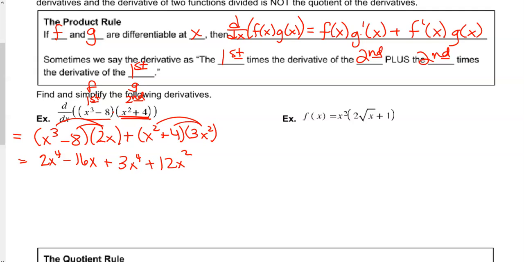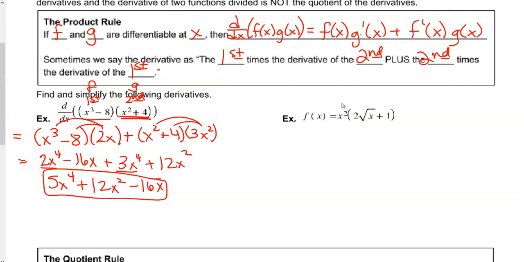Notice that I end up having some common terms here that I could put together here and here. So that would be a 5x to the 4th. Plus, I'm just going to grab the next one in descending order as a 12x squared minus the 16x. And that right there would be our derivative. Okay? So, take the first times the derivative of the second plus the second times the derivative of the first.